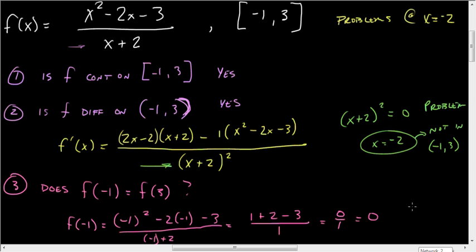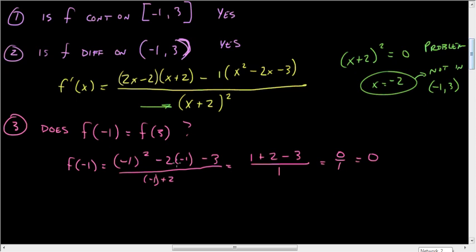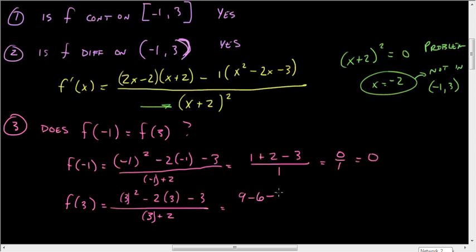Now let's check the same thing for f of 3. f of 3 is equal to 3 squared minus 2 times 3 minus 3 all over 3 plus 2. This is 9 minus 6 minus 3 all over 5, which is 0 over 5, which is 0. So yes, it does.